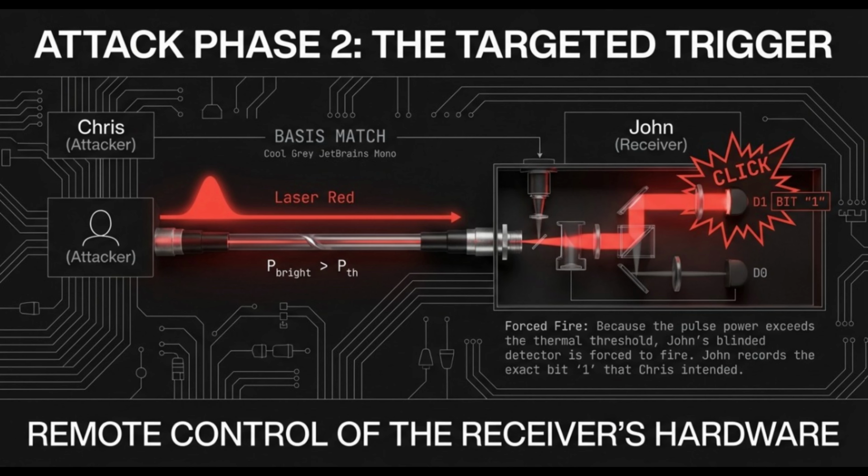Instead, they respond to this classical surge of energy. As shown in the diagram, the pulse is directed to force a specific fire, in this case, triggering a click on detector D1. John's system dutifully records a bit 1, exactly as Chris intended. By matching his measurement basis with John's, Chris ensures that this classical override looks like a legitimate quantum detection. The result is a perfect, undetectable forgery of the quantum key.